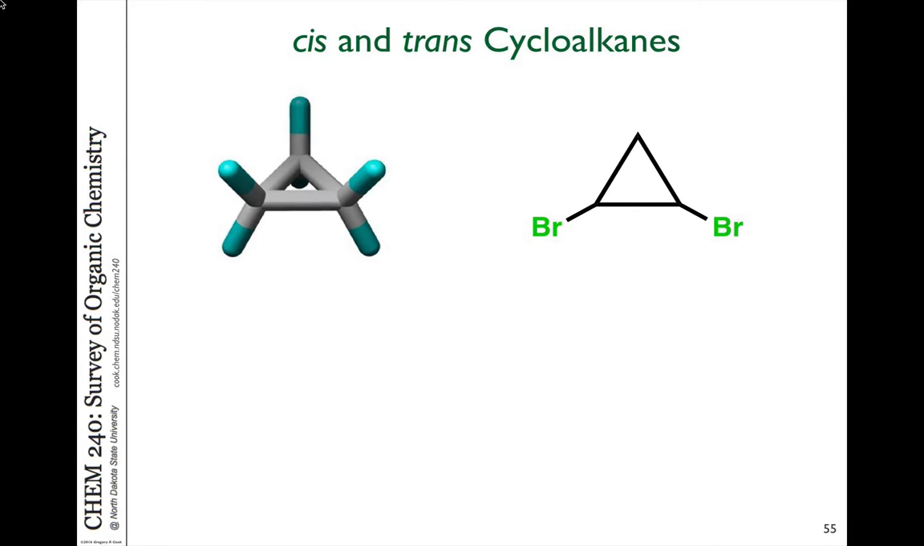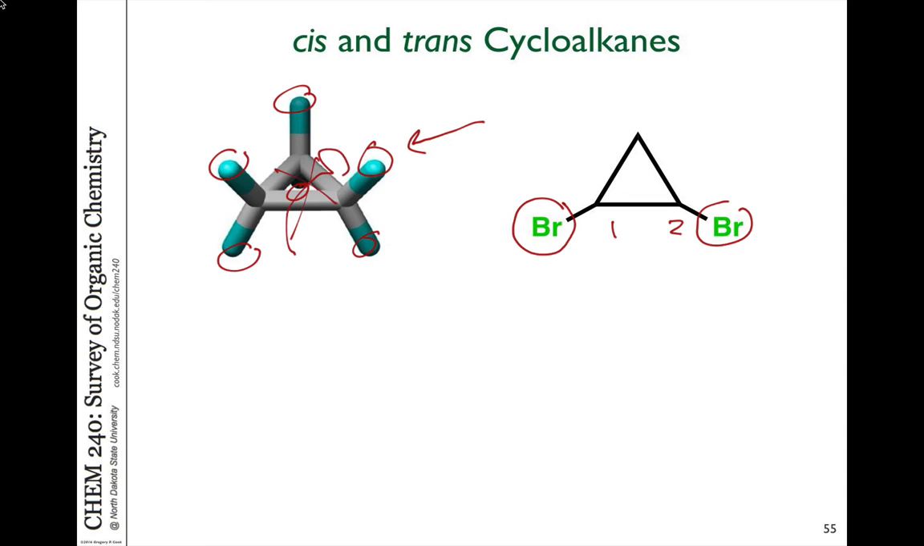And we see this in situations where we have substitution on a ring, such as this 1,2-dibromocyclopropane. Where we have two different bromine groups, and if you look at this in the three-dimensional model, you see that there are hydrogens on the top of this ring, above the plane of the ring, and there are hydrogens below the plane of the ring. They cannot interconvert because there is no free rotation about any of the carbon-carbon bonds.